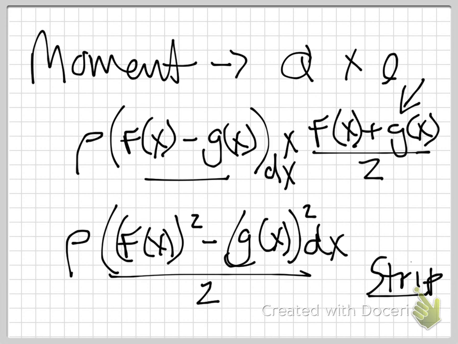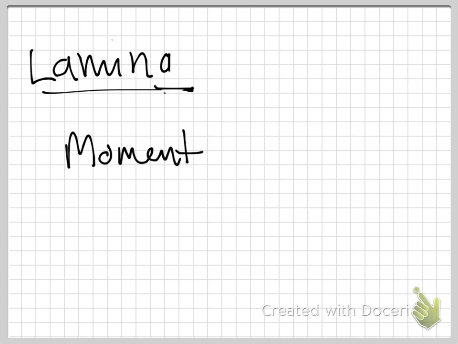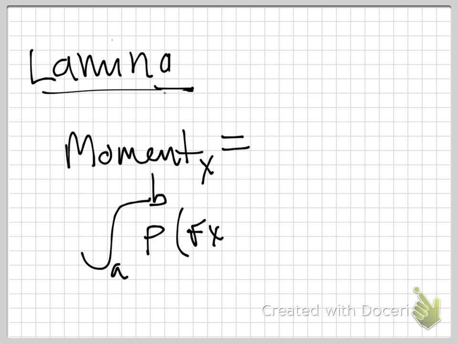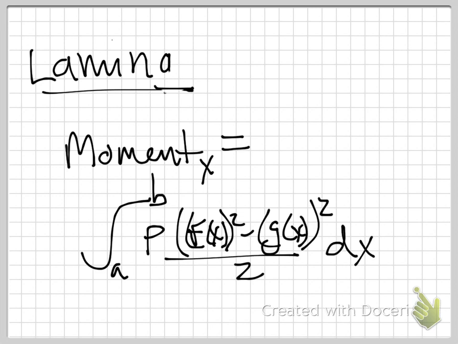We want the moment of the entire lamina, so we've got to integrate it over our entire range. So for the lamina, what we've got to do to find the moment with respect to the x-axis is integrate this over the entire distance. So I'm going to do this: the integral from a to b of rho times f of x squared minus g of x squared, all divided by 2, with respect to x, like that.